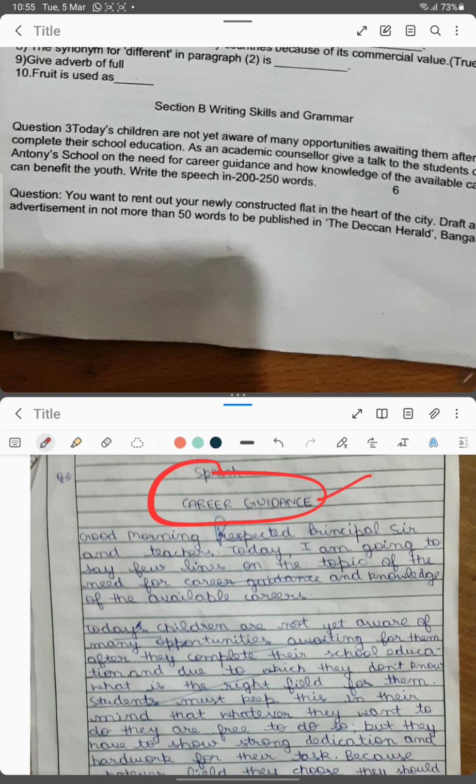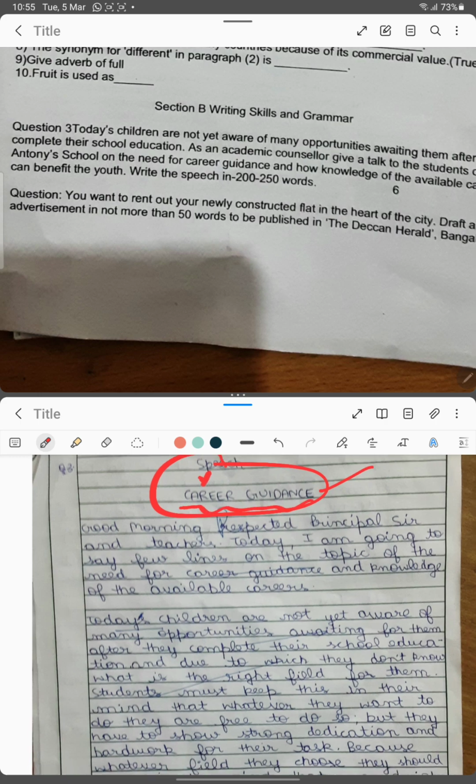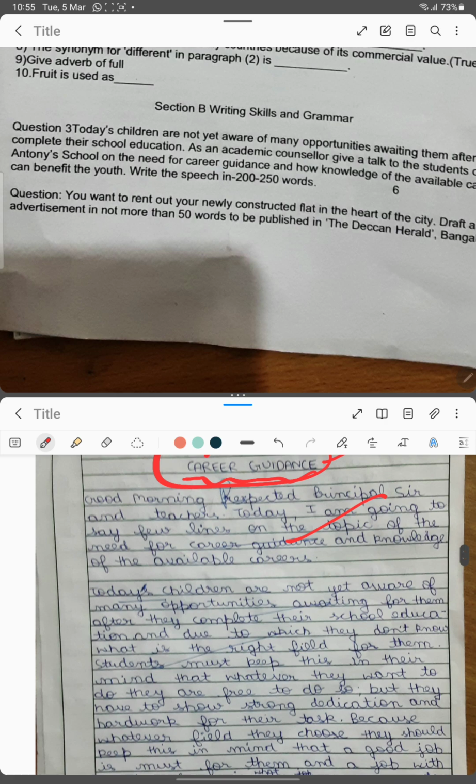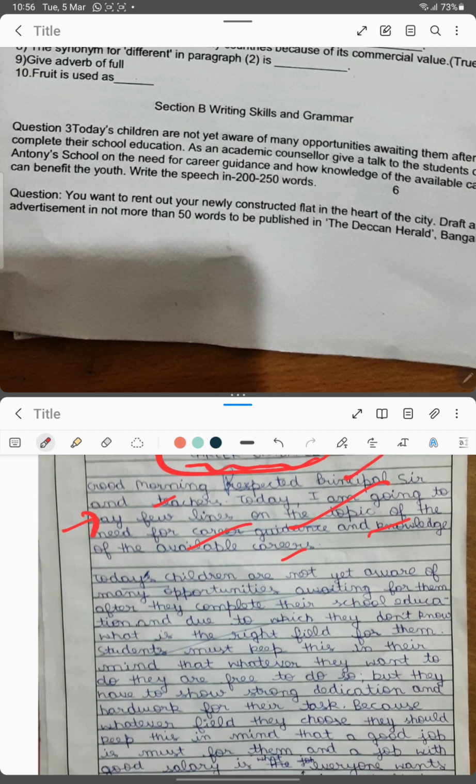This is the title written, but the title is neither underlined nor in inverted commas, so it is first to be underlined. Fine. These are the opening lines. In these lines, you will be wishing everyone present in the morning assembly, like principals, teachers, and fellow students. After that, you have to mention your name if it is present in the question, then the title of the topic, career guidance and knowledge of the available careers.